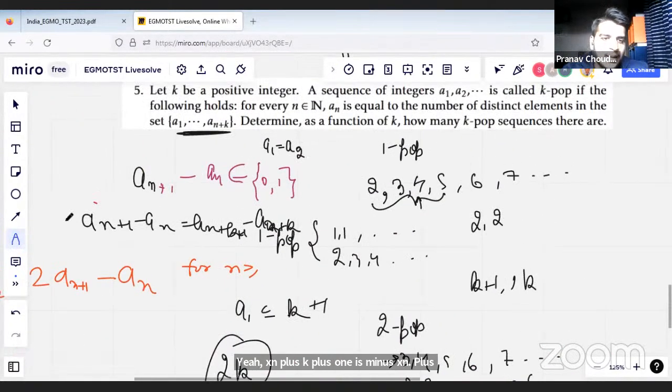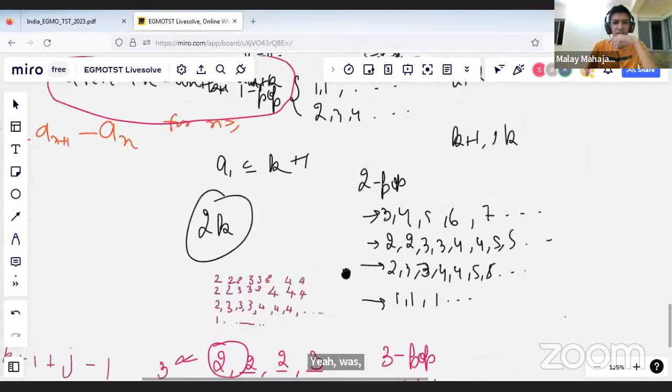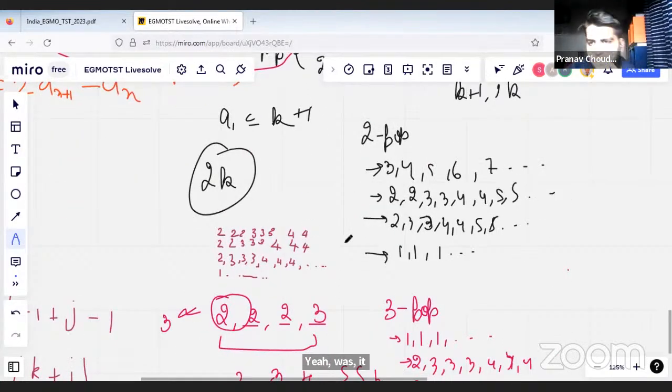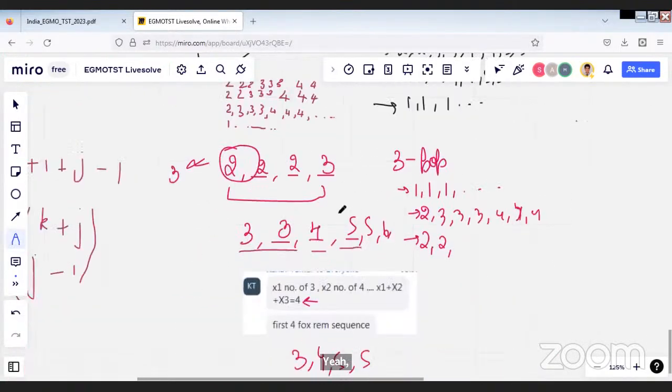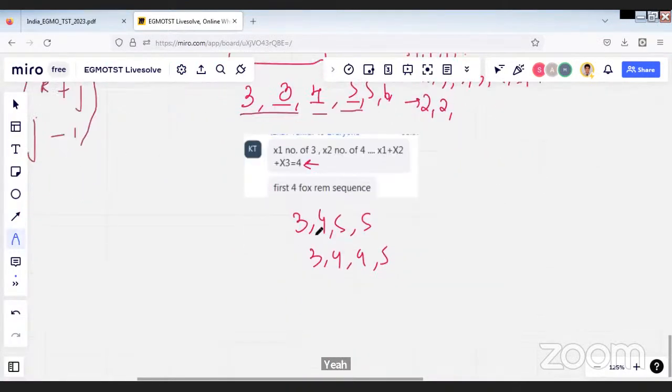Yeah, this thing, right? a_{n+1} minus a_n equals a_{n+k+1} minus a_{n+k}. I didn't check if this is sufficient. It should be, right? It looks sufficient. For any starting point, you should be able to continue. Yes, the number of solutions should be just these.